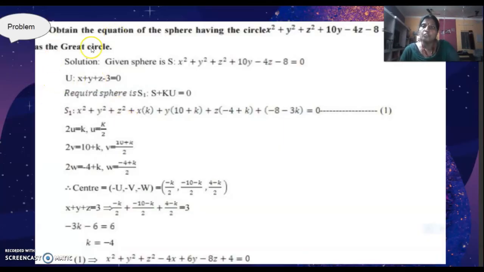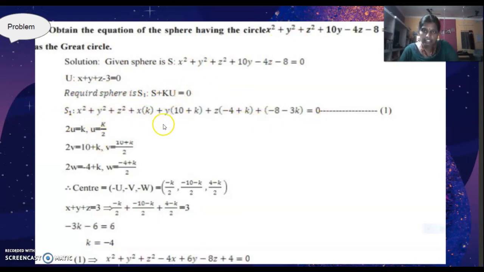Now a problem: to obtain the equation of a sphere having a given circle. This is the equation of a circle. So a sphere and a plane equation combined represent the equation of a circle. Here the circle is a great circle. We have written the equation of a sphere and a plane. The required sphere is the sphere plus some constant times the plane equal to 0, and we can combine this and write it.